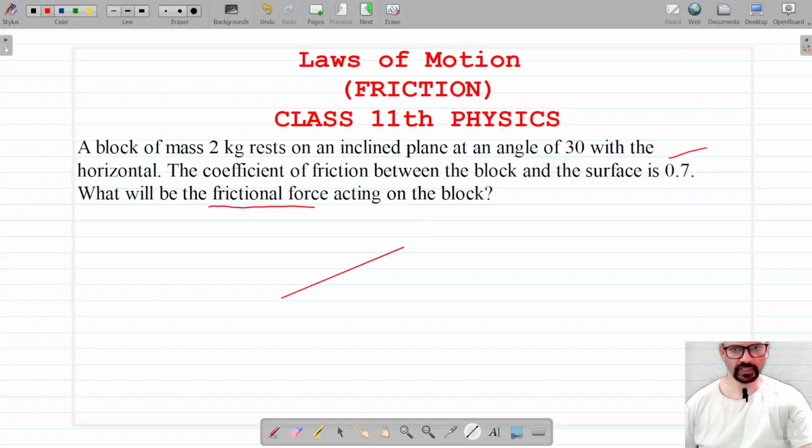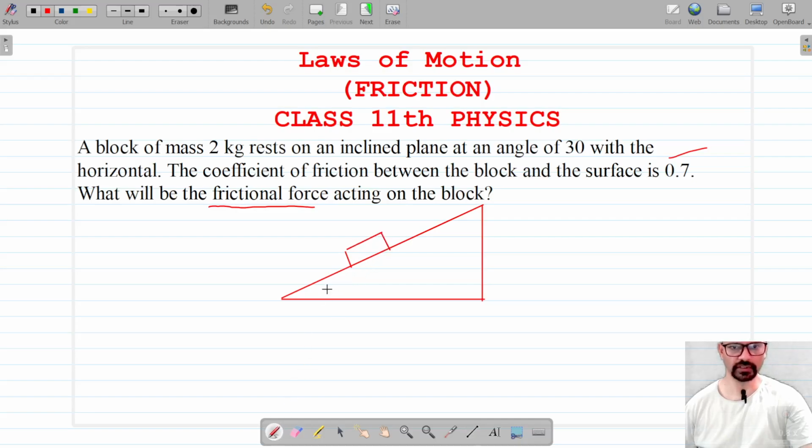So let's say this is a block that is resting on an inclined plane, making an angle of 30 degrees. Let's say this is the block and this is the angle of inclination. Now its weight will be acting vertically downwards. So this is the weight which is acting vertically downwards. This is mg.